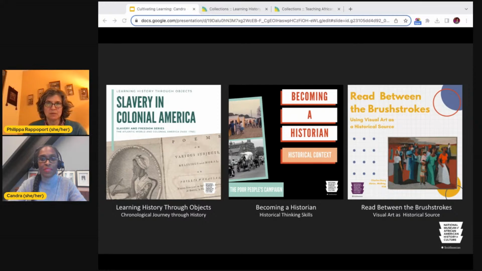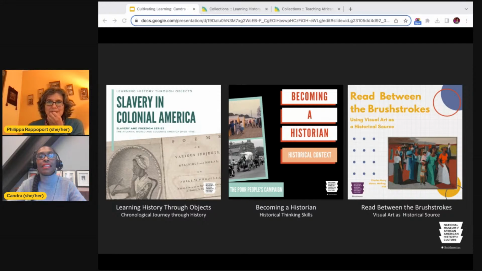The one in the middle, called Becoming a Historian, is a series of activities that supports skill growth among 6 historical thinking skills, such as contextualization, compare and contrast, reading the silences, and other such skills.